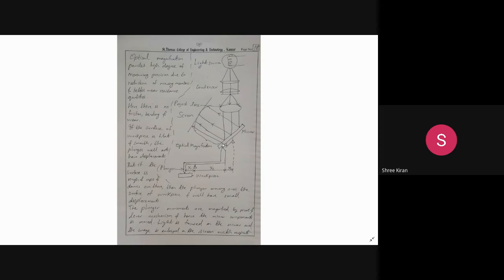In optical magnification, there is no friction, bending, and wear. If the surface of the workpiece is flat and smooth, the plunger will not have any displacement. But if the surface is rough with ups and downs, then the plunger moving over the surface of the workpiece will have small displacement. That's what we will be noting down.